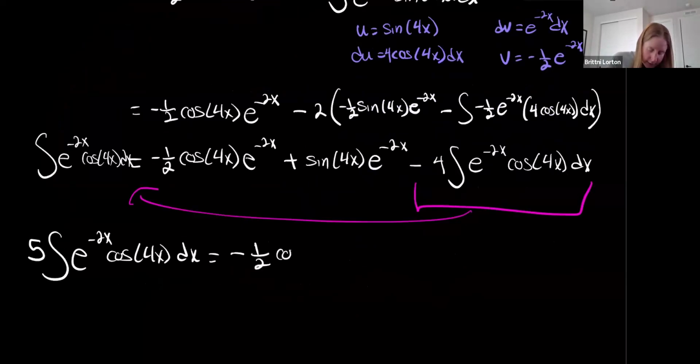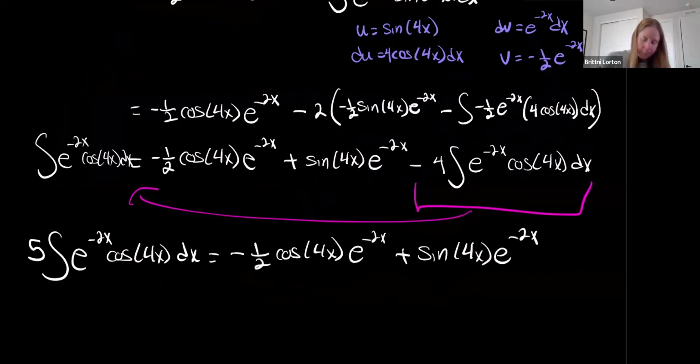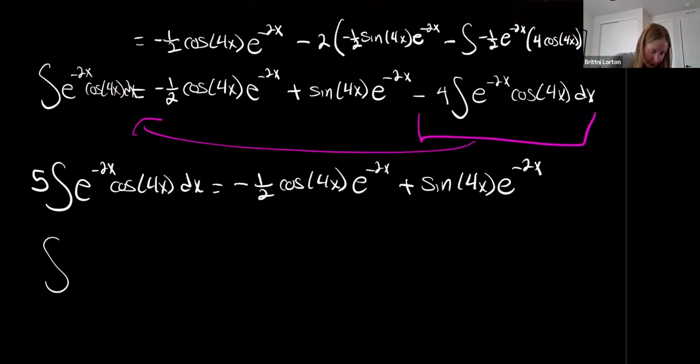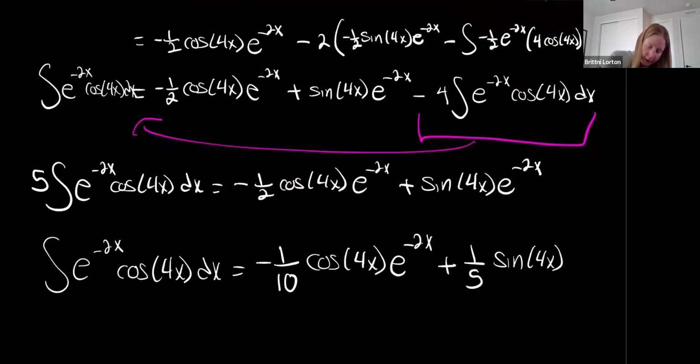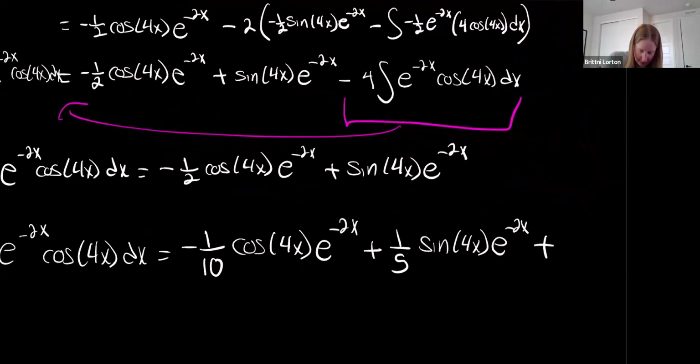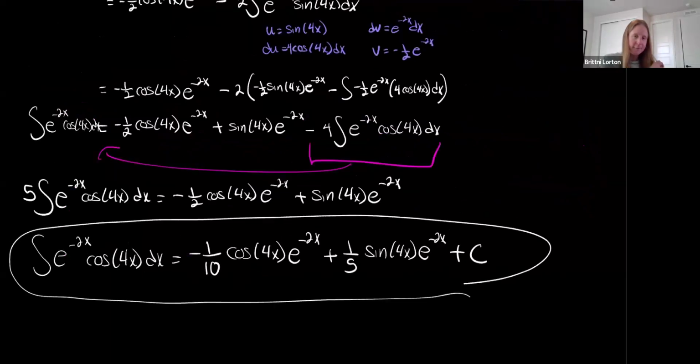Don't forget to keep both sides of that equal sign nice and organized. Try not to lose anything. And then I can divide everything by 5, and that'll get the answer to the question. So my original question was the integral of e to the negative 2x times cosine of 4x dx. If I divided everything by 5, I got negative 1/10 cosine of 4x times e to the negative 2x plus 1/5 sine of 4x e to the negative 2x. And of course, don't forget your plus c at the end. Ta-da!